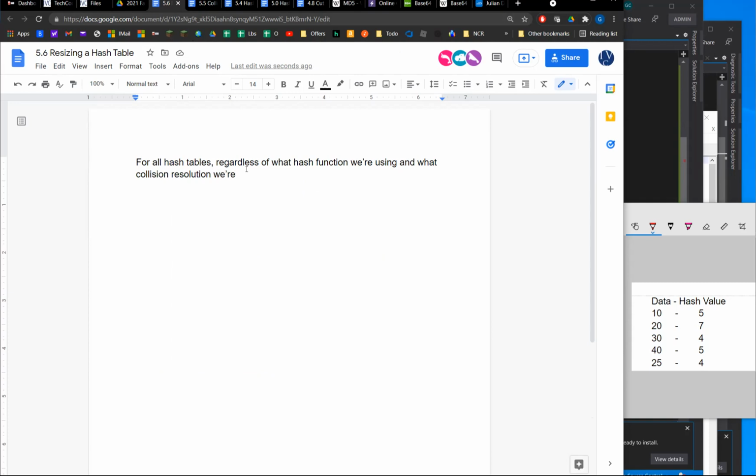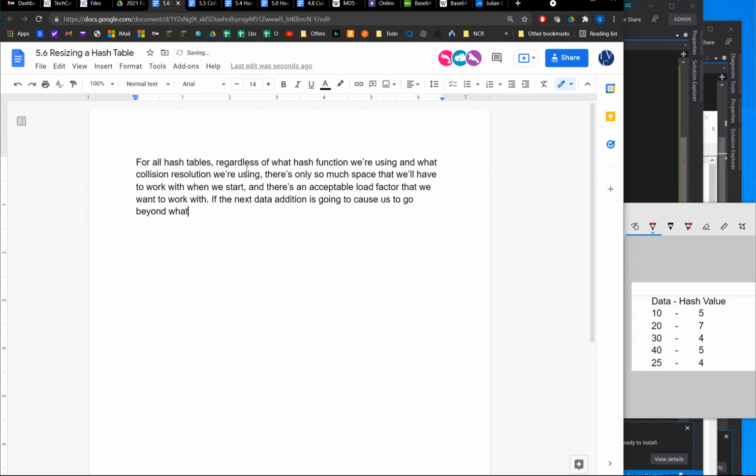All right, whatever collision resolution we're using, there's only so much space that we'll have to work with when we start. And there's an acceptable load factor that we want to work with. The next data addition is going to cause us to go beyond what we're happy with.